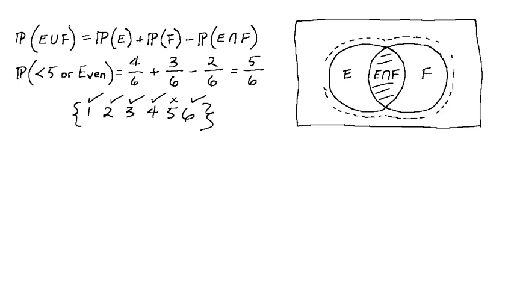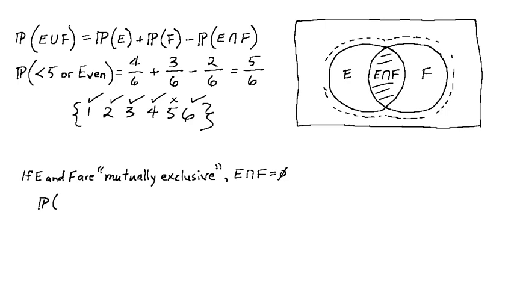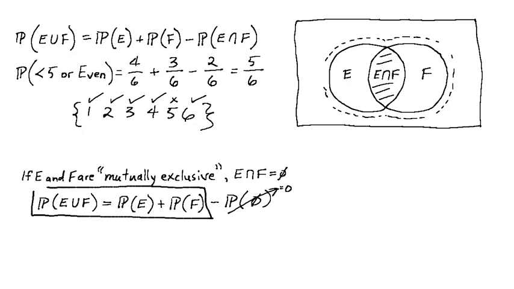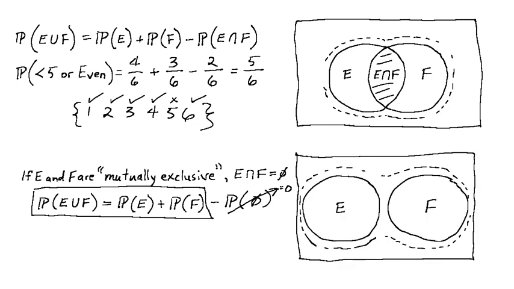Note that in the special case where E and F are what we call mutually exclusive events, the formula at the top of the screen simplifies substantially. We say two events are mutually exclusive when their intersection is the empty set. Since the probability of the empty set is 0, we can say that the probability of the union of two mutually exclusive events is indeed just the sum of their individual probabilities. Again, this makes total sense from the area perspective.